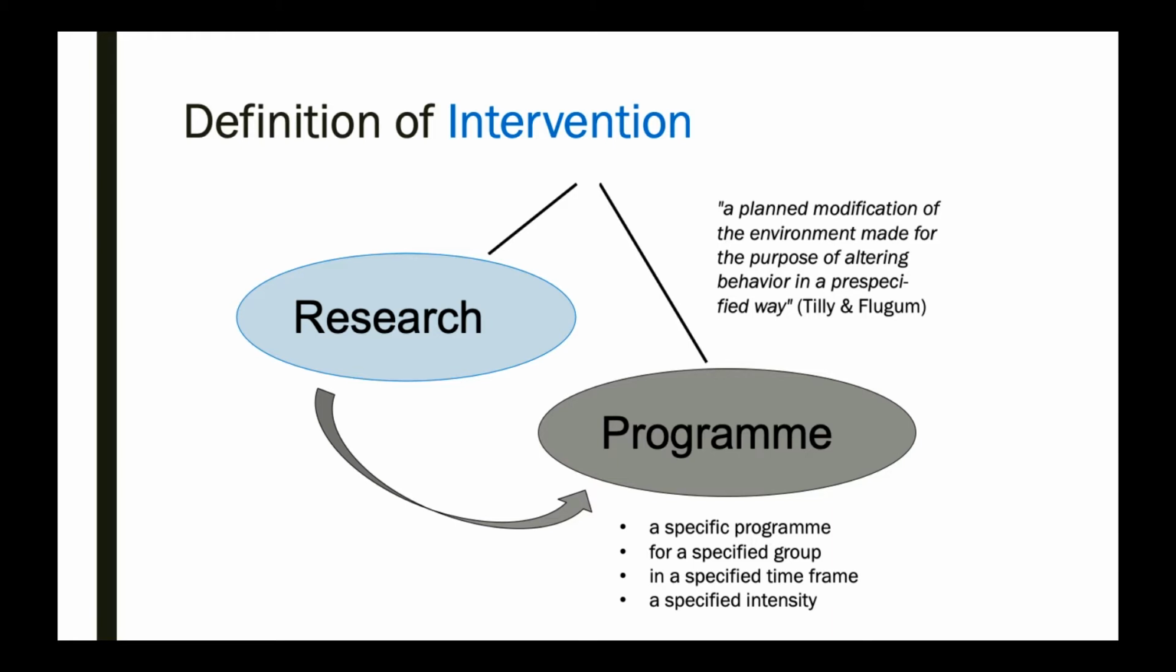It's a specific program, for example, for training multiplication, for a specific group, for example, for low-performing students in multiplication, to be conducted in a specified time frame, for example, in 8 weeks, and with a specified intensity, for example, twice a week for 30 minutes. The behavior we want to alter is the performance in multiplication skills.